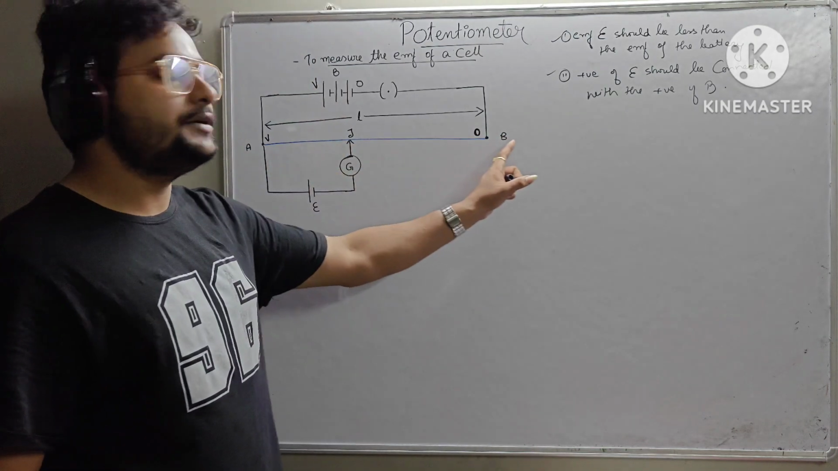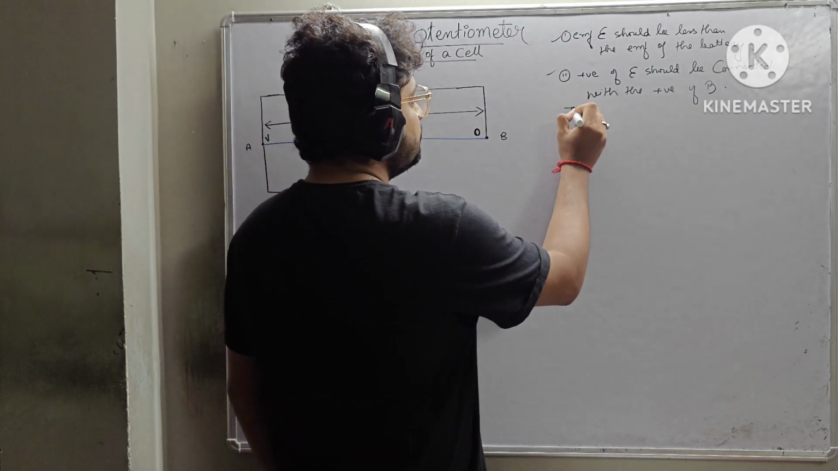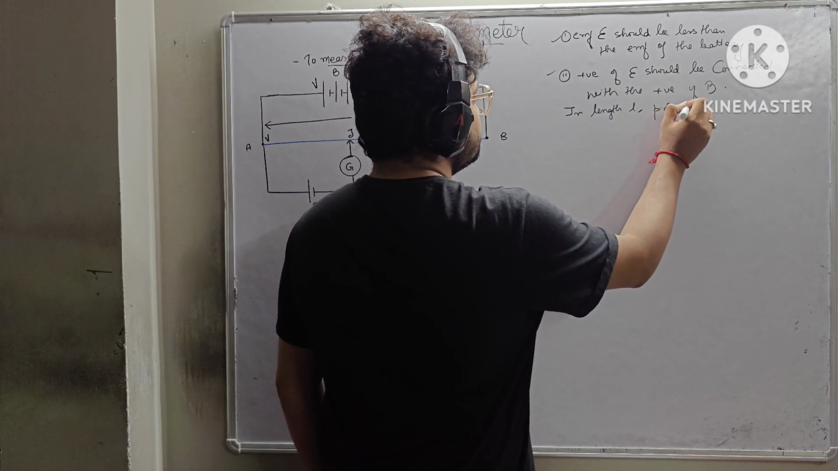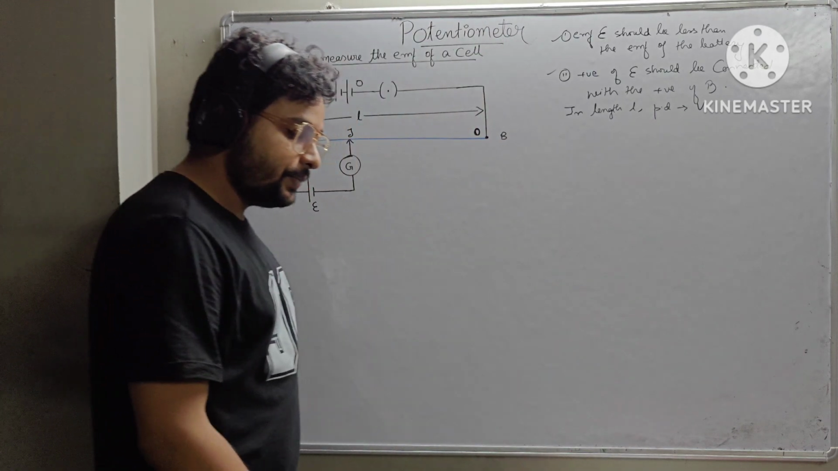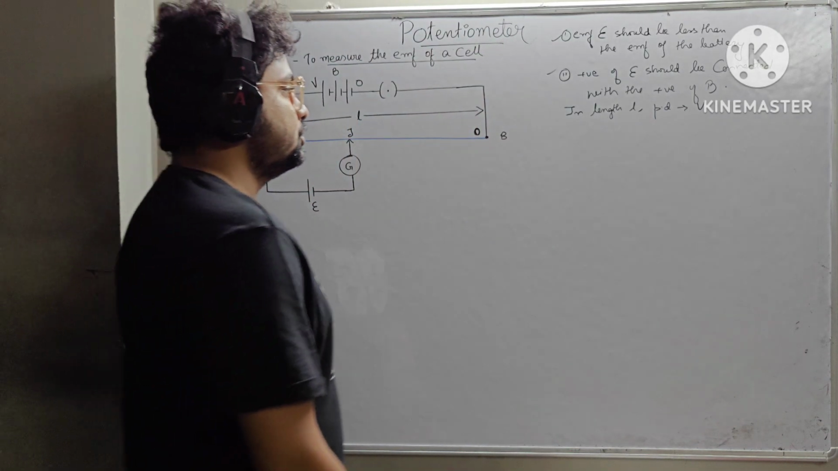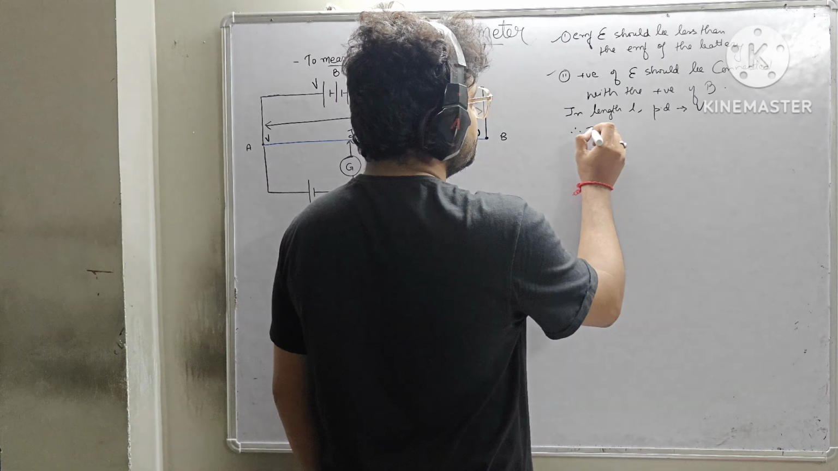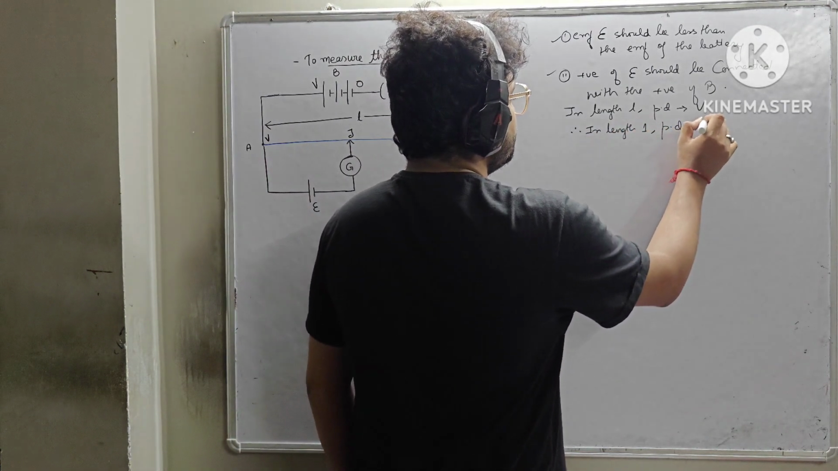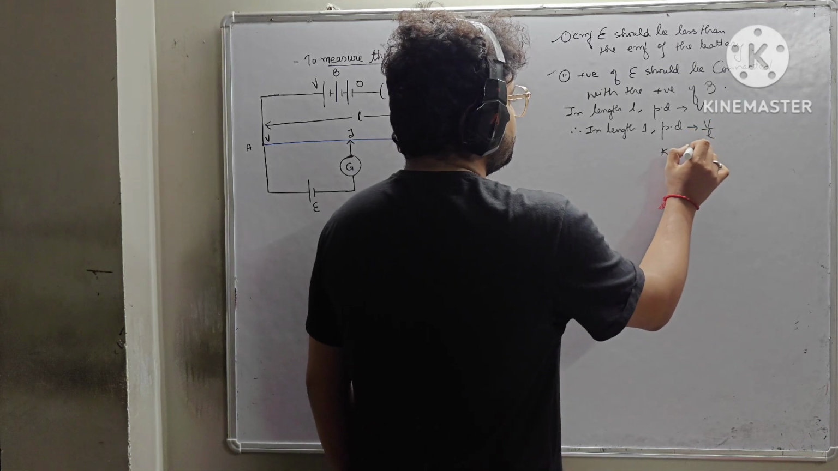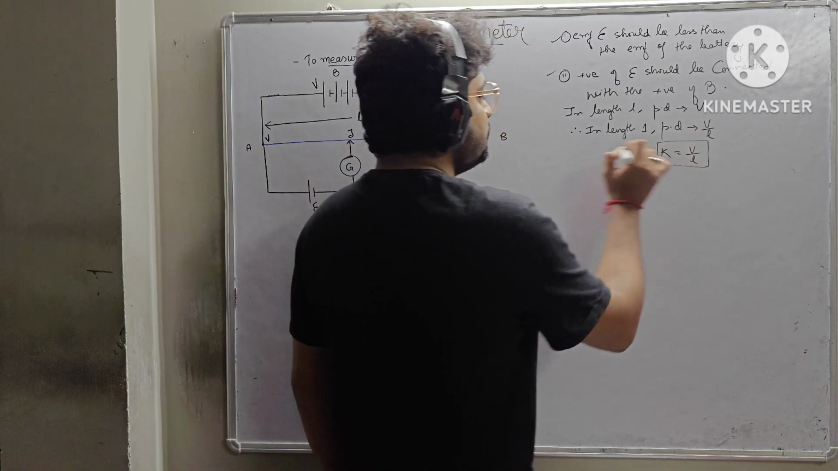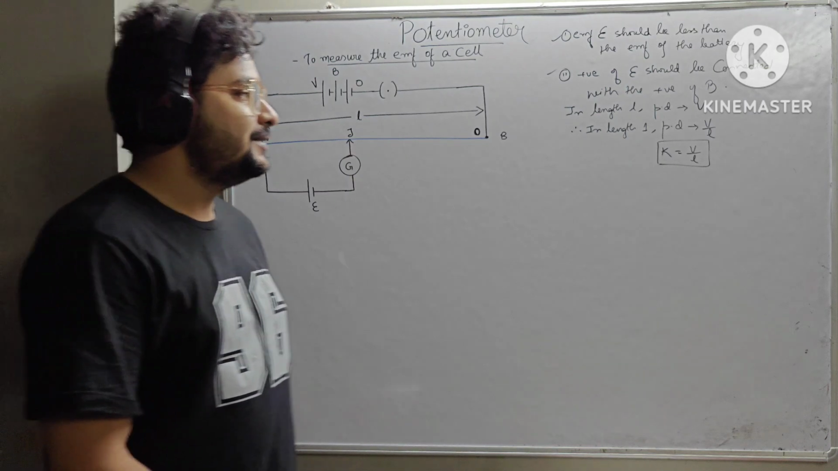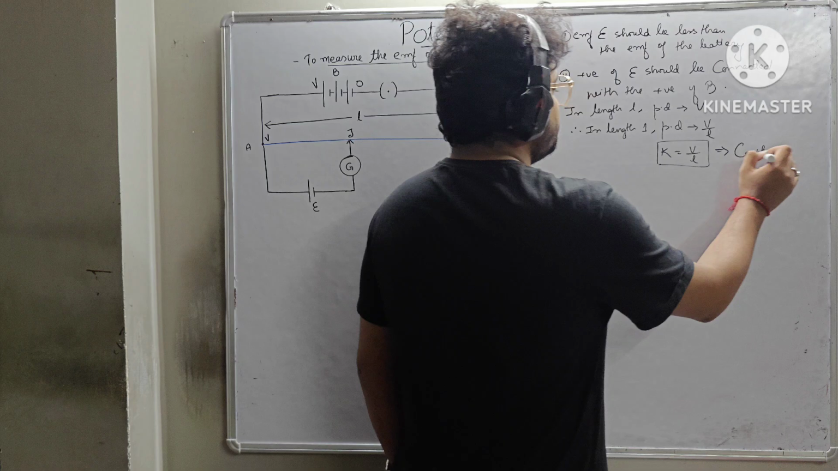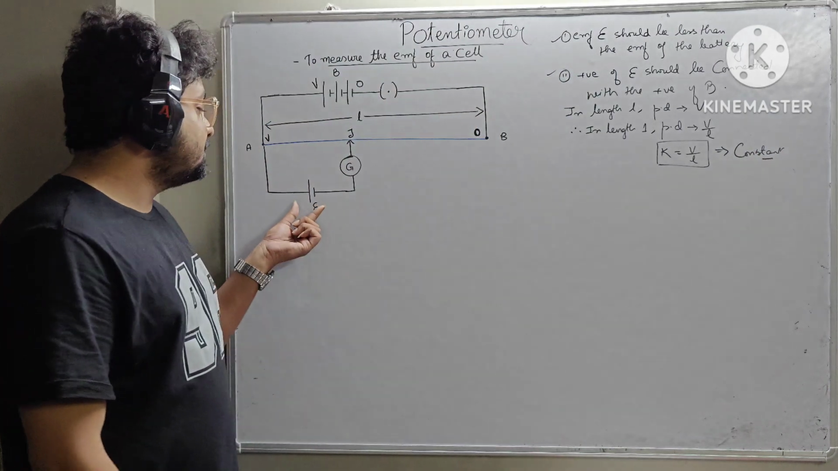That means in this particular length L, potential difference is V. In length L, potential difference is V. So therefore, in length 1, potential difference will be V by L. So this is your K, V by L. This one I already discussed earlier. This particular thing is constant. Now, how to find out the EMF of the cell?